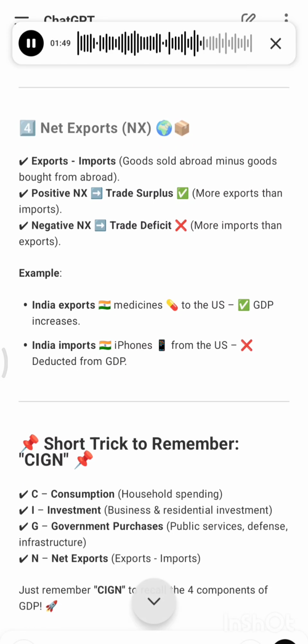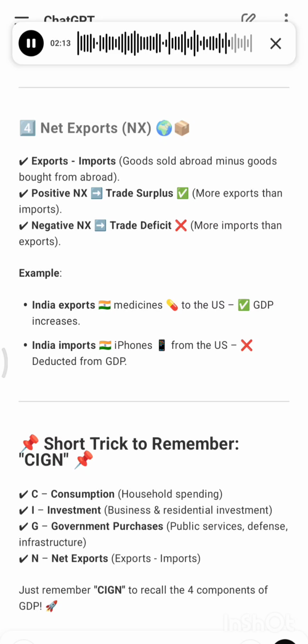4. Net exports, NX: exports minus imports, goods sold abroad minus goods bought from abroad. Positive NX, trade surplus, means more exports than imports. Negative NX, trade deficit, means more imports than exports. Example: India exports medicines to the US, GDP increases. India imports iPhones from the US, deducted from GDP.